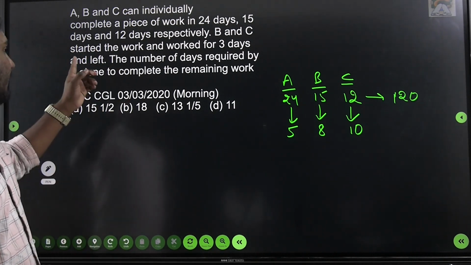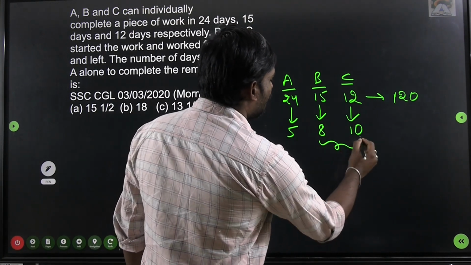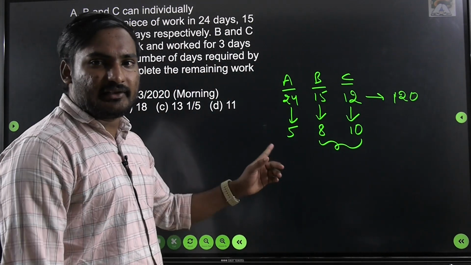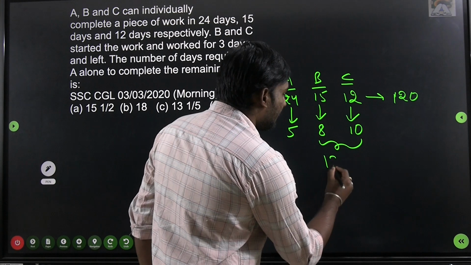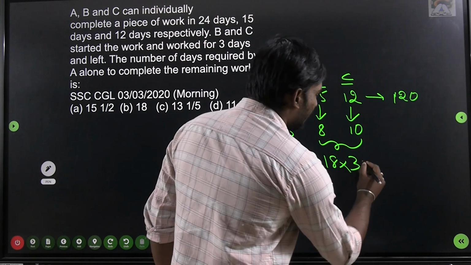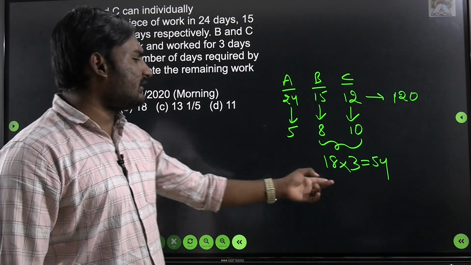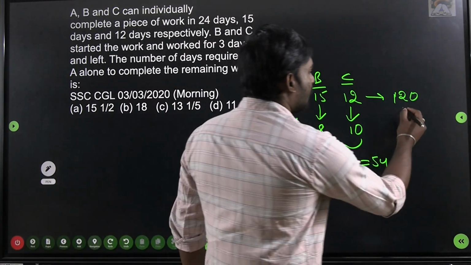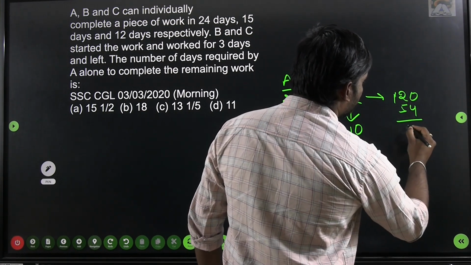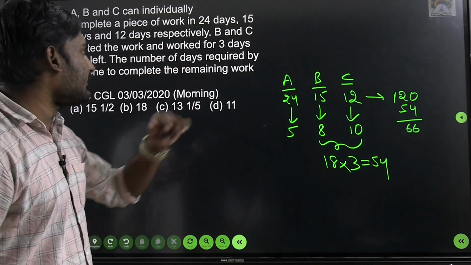Here B and C started the work and worked for 3 days. How many parts are B and C doing daily? 18 parts. These 18 parts are done for 3 days. So 18 into 3 is 54. B and C for 3 days did 54 parts. 120 minus 54 is 66. 66 parts are left.